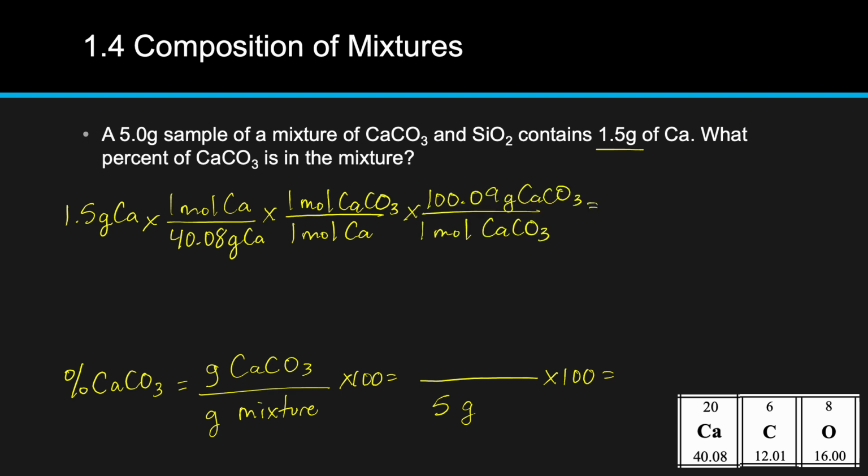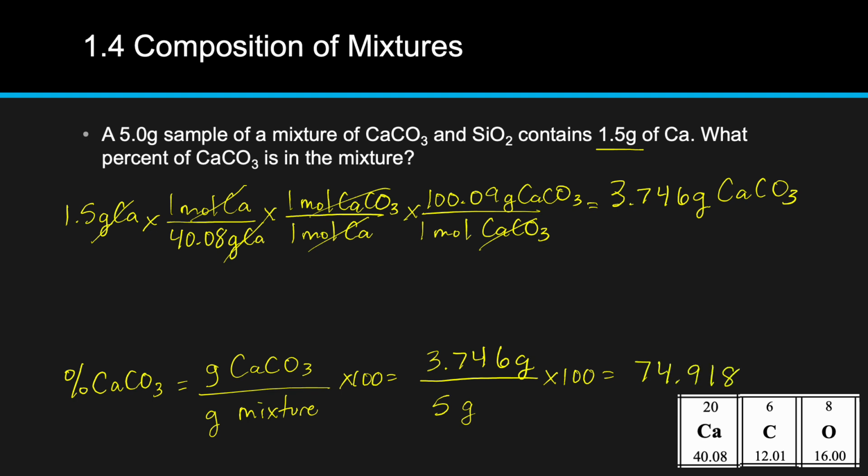And then you can go ahead and just make sure all of your units cancel out. Grams of calcium are gone. Moles of calcium are gone, moles of calcium carbonate are gone. I'm left with grams of calcium carbonate. And I get 3.746, so that's my grams of calcium carbonate. I'm going to divide that by 5 and multiply by 100. I end up getting 74.918, and I need to look at my sig figs. I have 2 sig figs and 2 sig figs. So my answer is going to round up to 75% calcium carbonate.